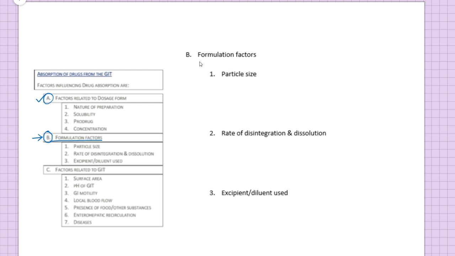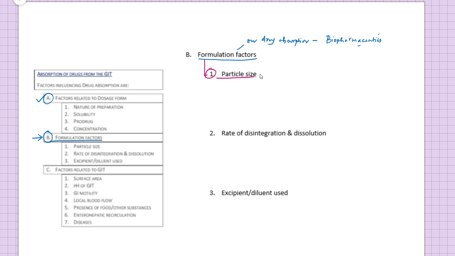Okay. So the study of the effect of formulation factors on drug absorption, the field of study is called biopharmaceutics. Okay. So we're going to learn a little bit about biopharmaceutic factors which influence the absorption of drug from the GIT. So the first factor is particle size.